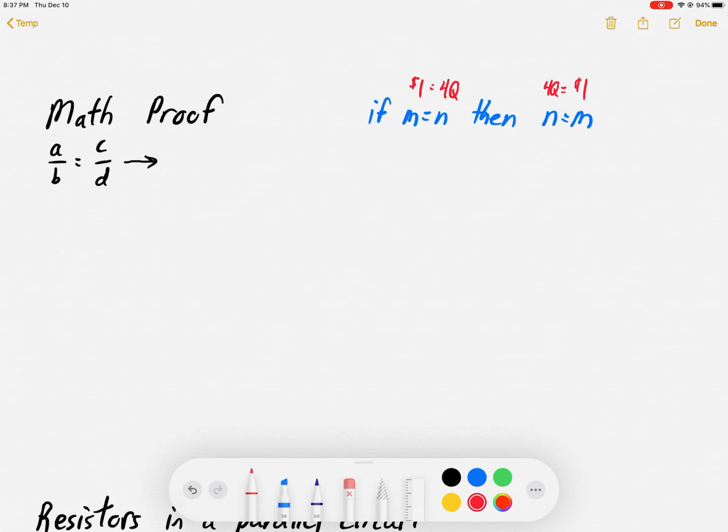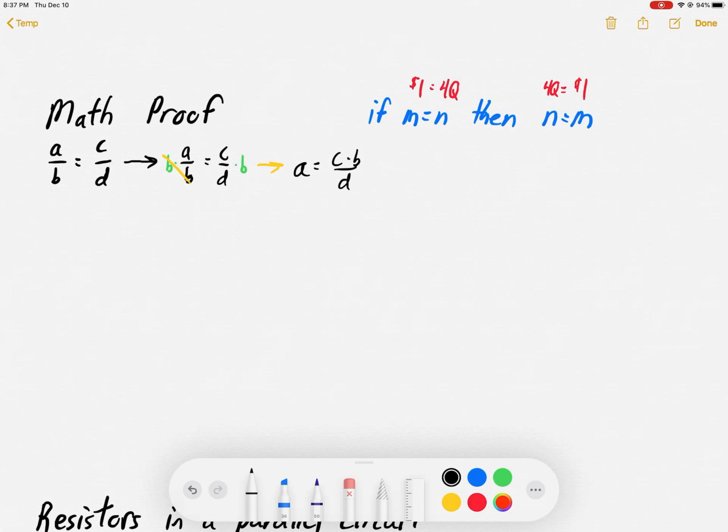Okay. Now let's get started with this fraction. A over B is equal to C over D. I want to get the B out of the denominator. So I'm going to multiply both sides by B. When I do, the B's are going to cancel out on the left-hand side. And what I'm left with is A is equal to C times B over D.